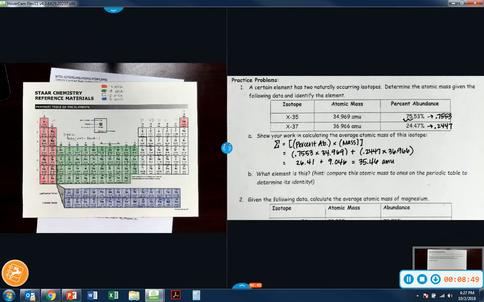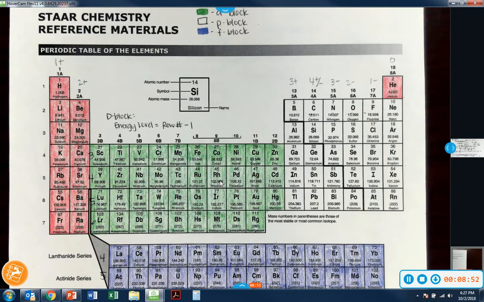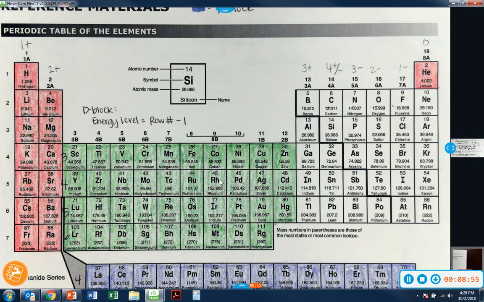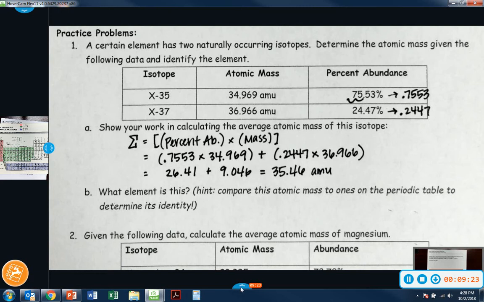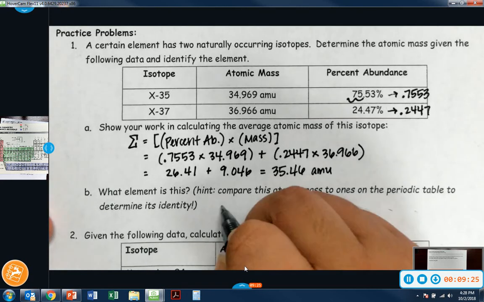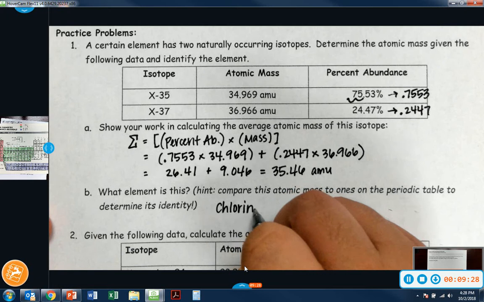Okay, so if you take a look at your periodic table, we're going to look for the element that has the atomic mass close to 35.46. I'll give you a second to see if you can see it for yourselves. Okay, and our answer would actually be chlorine. That is our unknown isotope. So for B, our answer is chlorine.